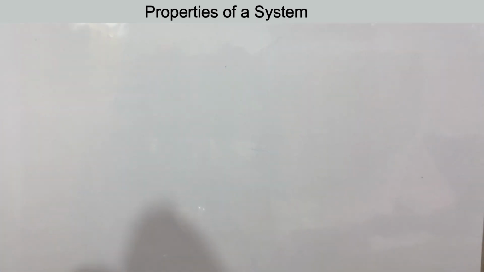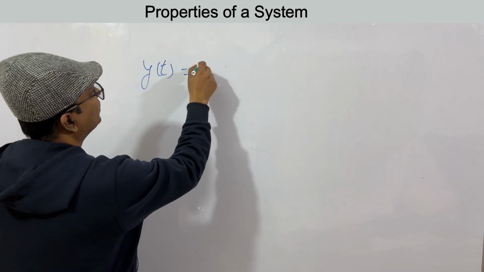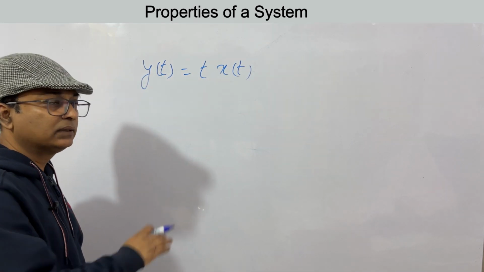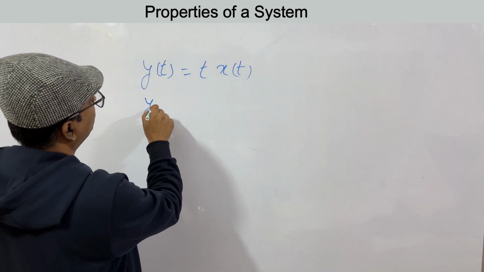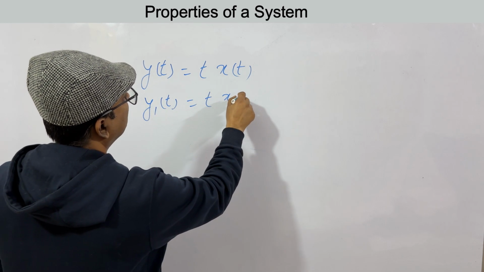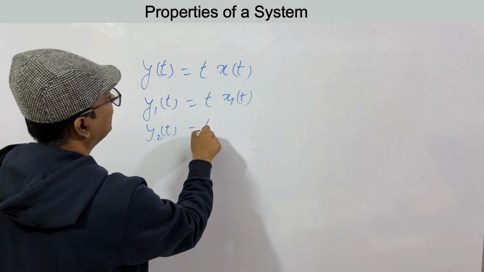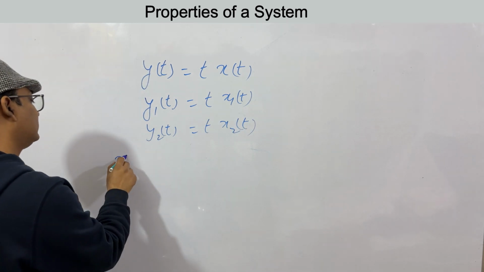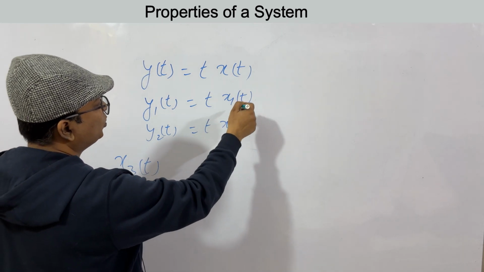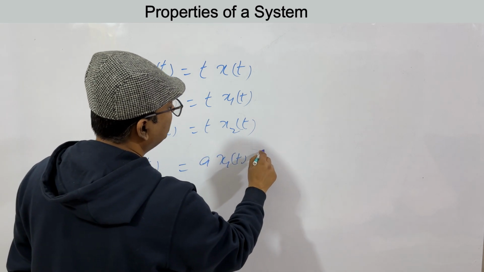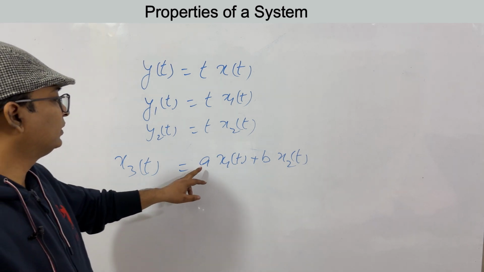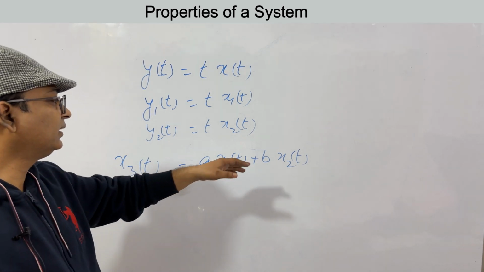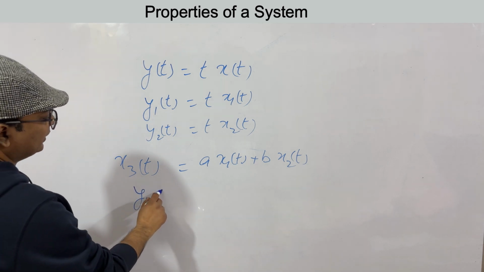We'll see some examples and then we'll understand this. Let's say we have a system where y(t) is equal to t x(t). Let's see whether it is linear or not. We know y1(t) will be t x1(t) and y2(t) will be t x2(t). Let's say we have a third signal x3, which is a combination of these two input signals, a x1(t) plus b x2(t). You remember how we express linear dependence of systems? So a and b are certain scalars. So we have a signal x3(t), and that is this. What will be the value of y3(t)?